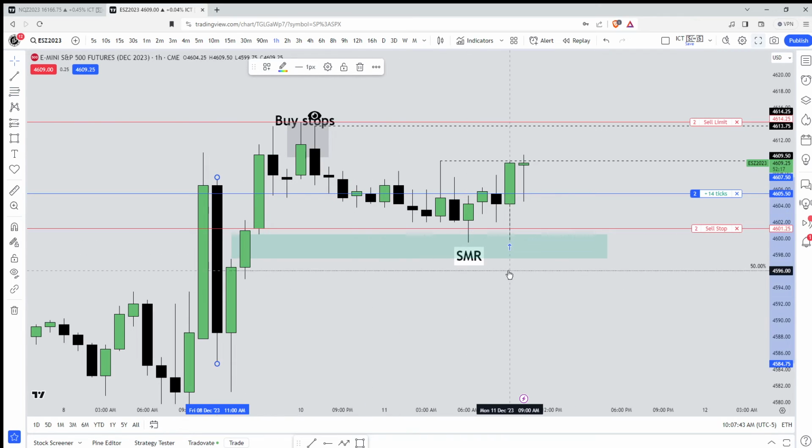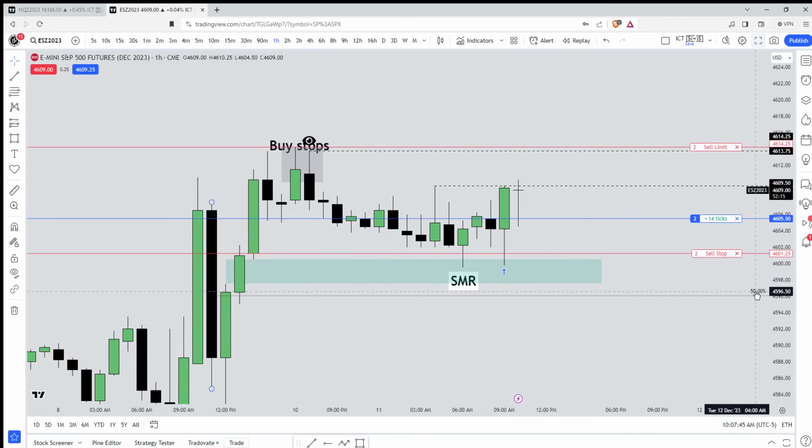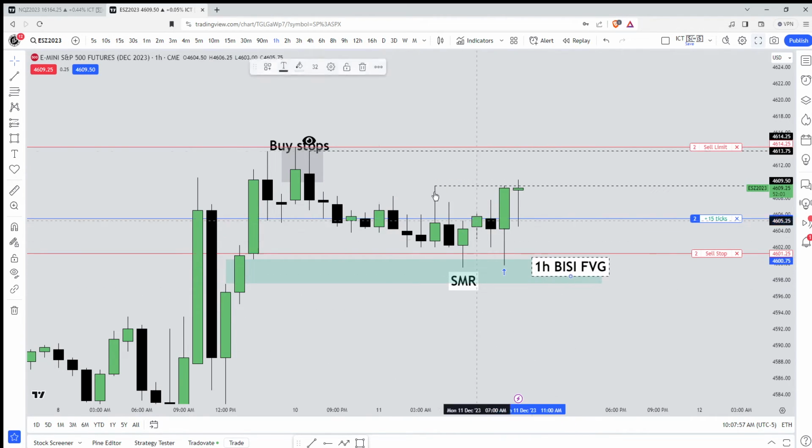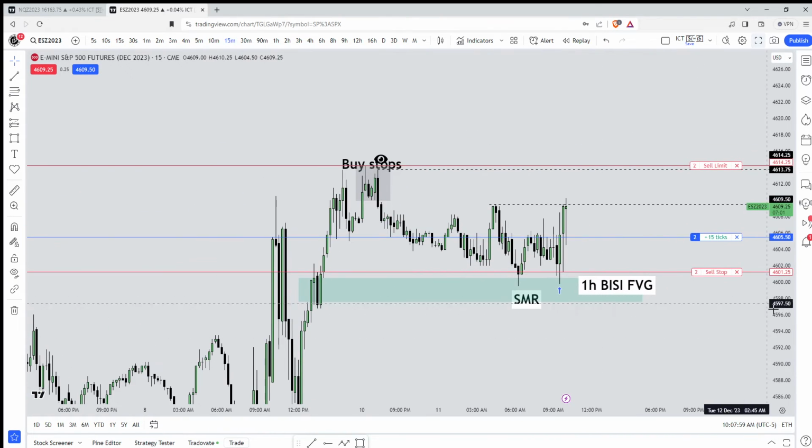You can see that price is staying above the 50% level. That is a bullish sign. So this is the 1-hour BISI, or the 1-hour bullish fair value gap. So we're going to label this a 1-hour BISI FVG. Okay, and this is when you're going on to the lower time frame now, and we're hunting for that smart money reversal.